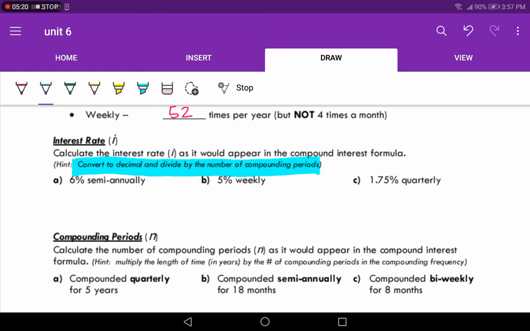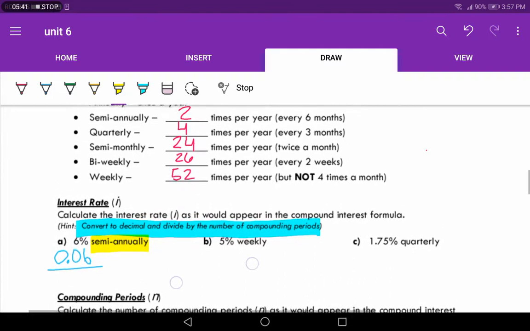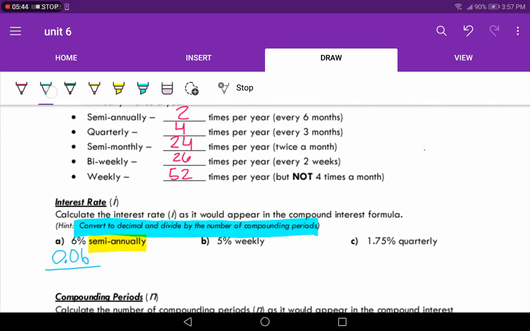So, converting to a decimal is just, remember, dividing by 100 or moving that decimal place 2 spots to the left. So if I do that, I get 0.06. And I need to divide by how many compounding periods. And where do I get that? Well, it tells me in the question, right? So semi-annually, I scroll back up here. That means it's 2 times per year, so I'm going to divide by 2. That means that my interest rate is 0.03 per compounding period.